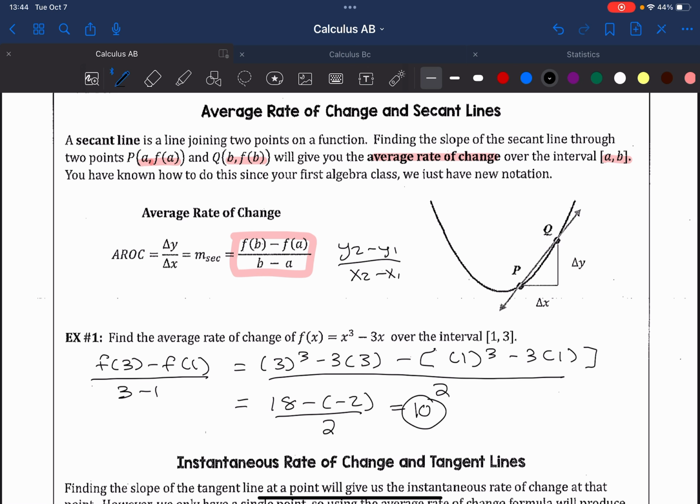So for this problem, it's saying using the function, find the rate of change over the interval 1 and 3. That's the same as saying f of 3 minus f of 1 over 3 minus 1. So we're going to plug in 3 into this function, and then plug in 1 into this function. When you simplify all this, we get 10.